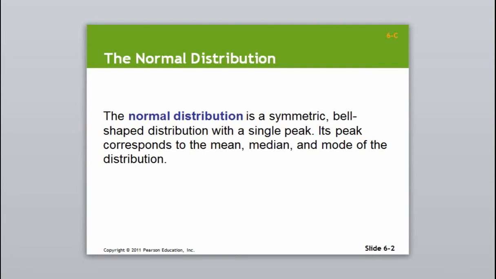We say that something has a normal distribution if it's symmetric, same on both sides, and forms a bell shape. A bell shape starts low, gets big in the middle, and then goes low again, so it's got a single peak. At the top, that peak corresponds to the mean, median, and the mode of the distribution. We'll see a picture of this bell curve in a second.